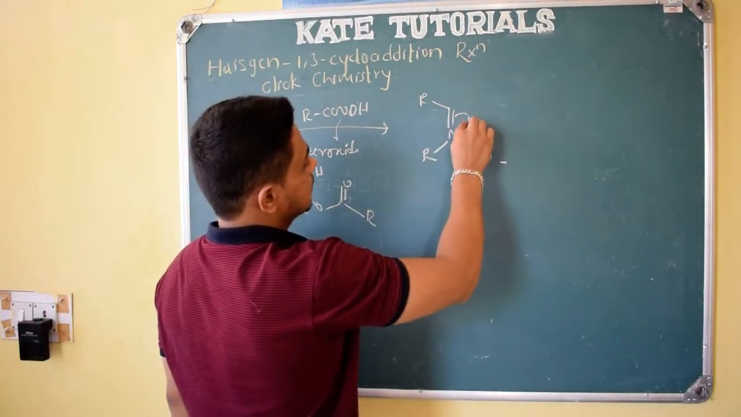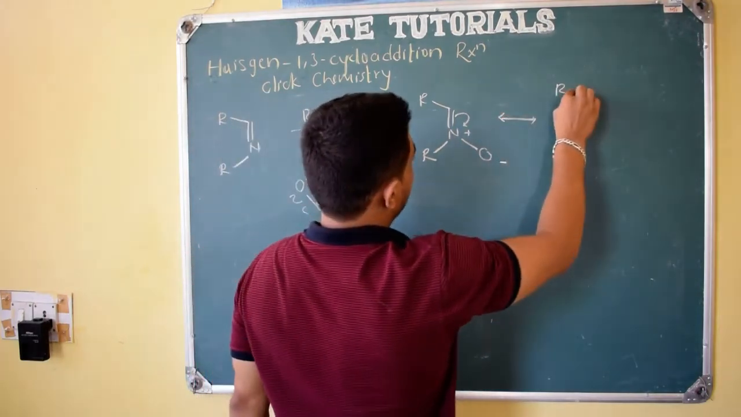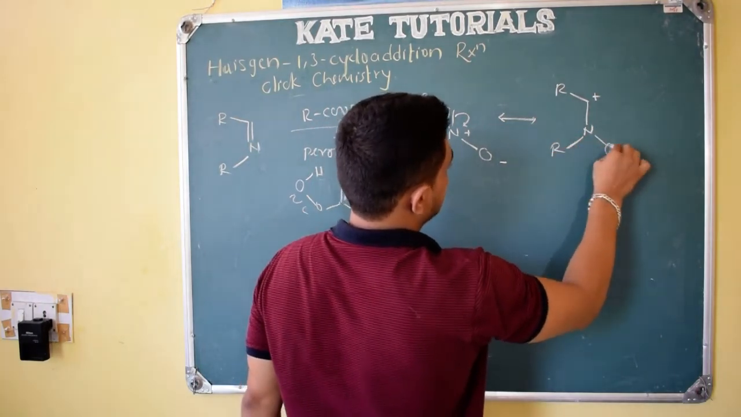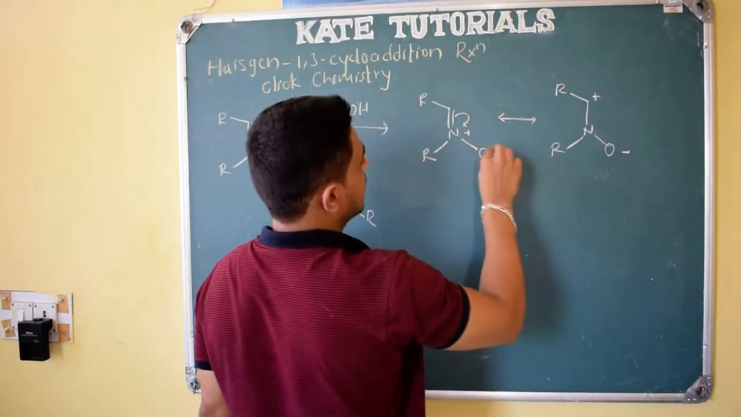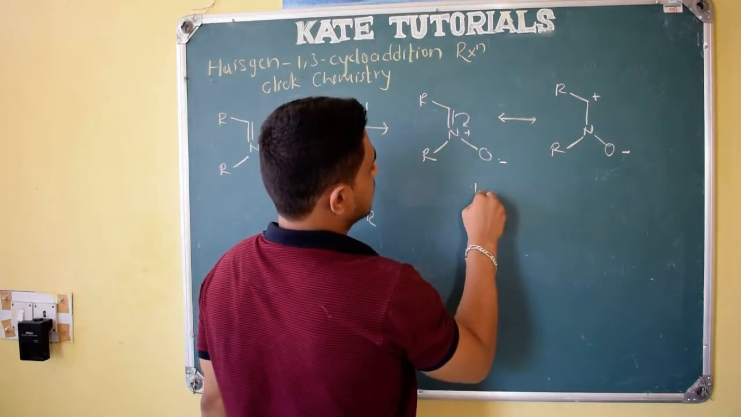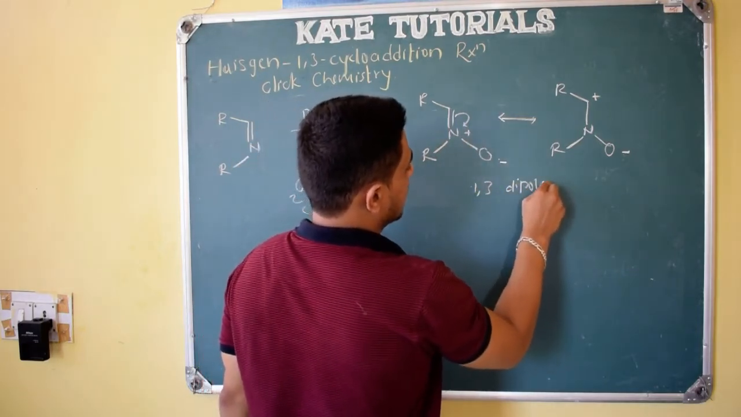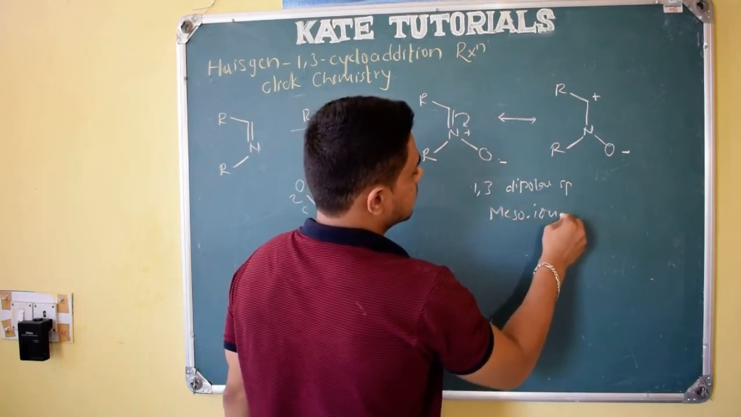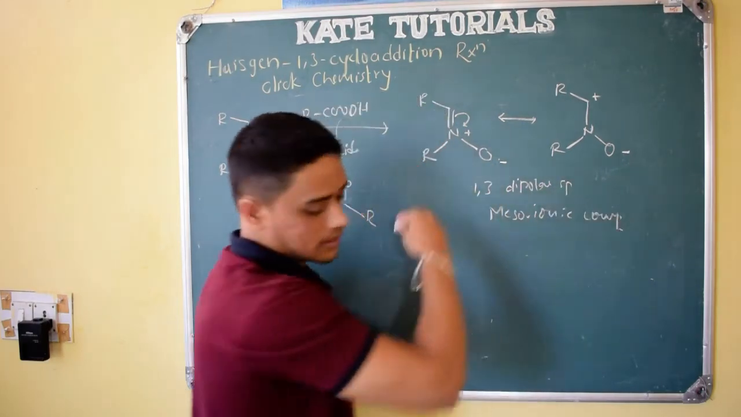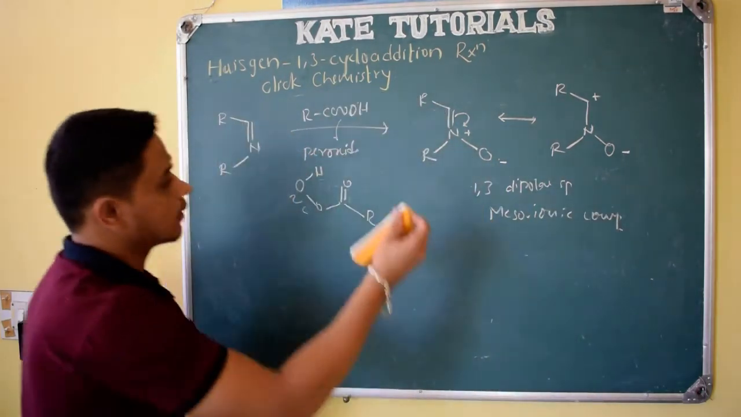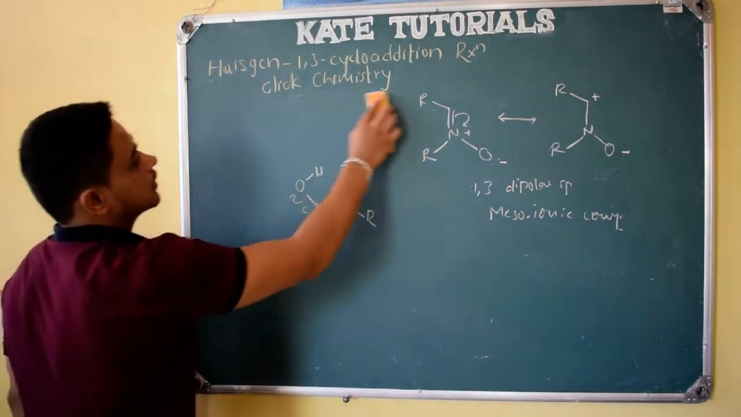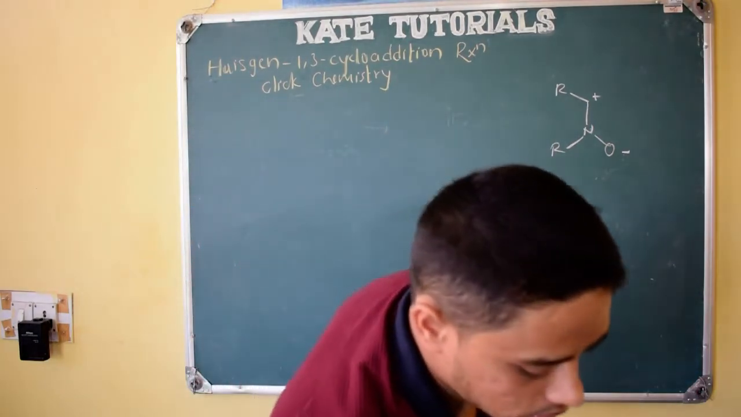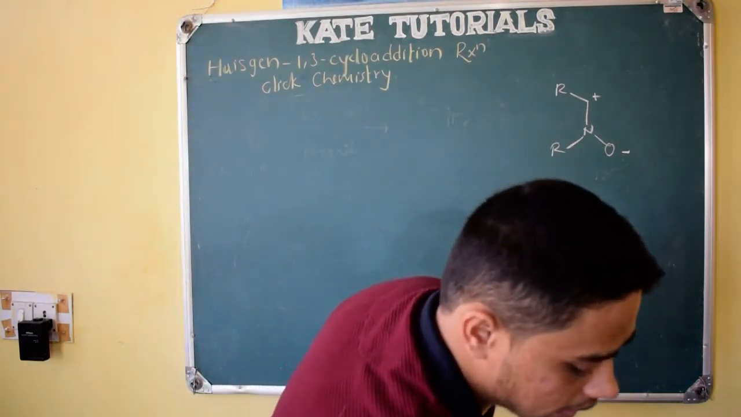So after resonating, see here, it can also form plus on this carbon, nitrogen becomes neutral, and oxygen gets negative charge. So 1, 2, 3, 1, 2, 3. So these are called 1,3-dipolar species or meso-ionic compounds, right? So this is also an example of these meso-ionic compounds. So please note it down along with that which I gave previously, the same thing. This is also a meso-ionic compound, right?